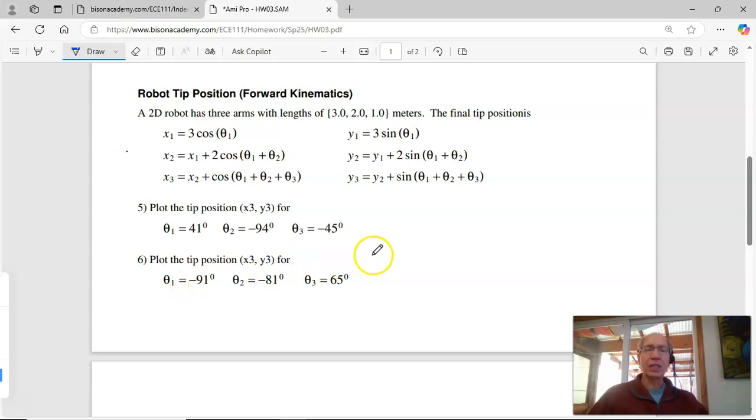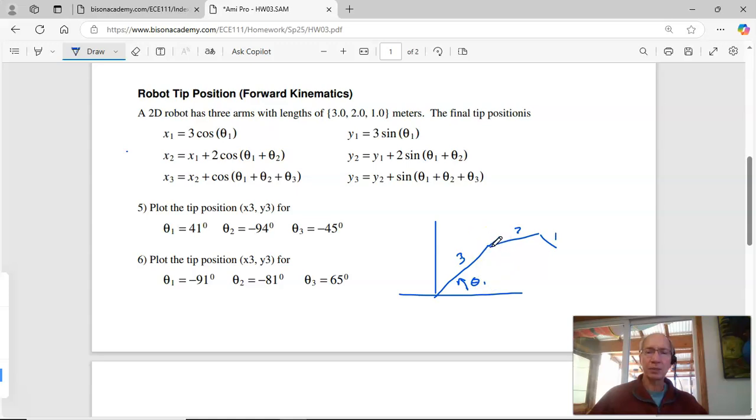Problem 5 and 6 is forward kinematics for a robot. Now, the way robots work is I have 3 different lengths. In this case, one's 3 meters, 2 meters, and 1 meter. I specify the angle of the first link with the length of 3. I specify the angle of the second link, length of 2, and the third link, length of 1. And the angles are relative to the previous angle. So this is the angle theta 1.